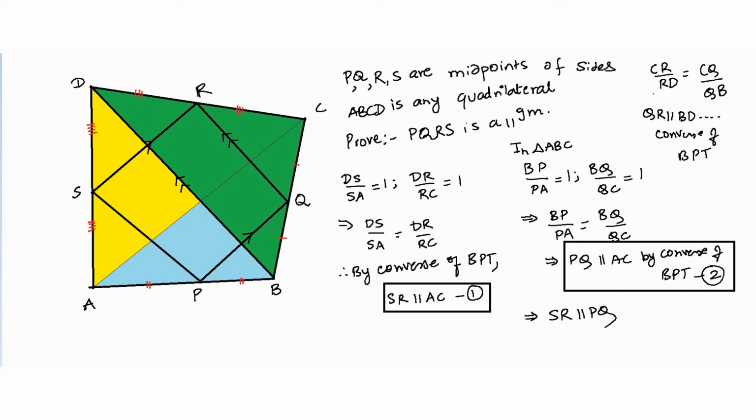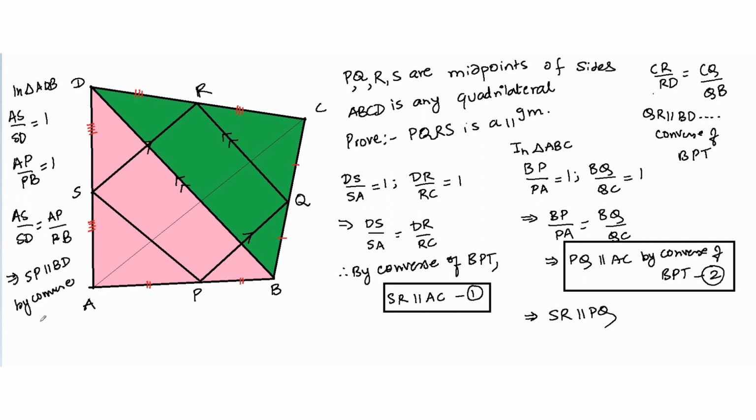And similarly, I can also take up the triangle ADB, right? In triangle ADB, I can say that AS upon SD is equal to 1. Similarly, AP upon PB is also equal to 1. This means AS upon SD is equal to AP upon PB, and this again implies that SP is parallel to BD, again by the converse of BPT. And therefore I have SP also parallel to BD, right?